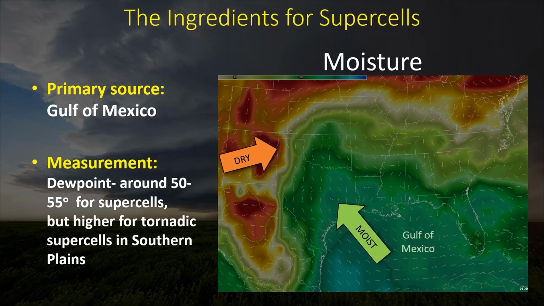So generally, if we have dew points of 50 to 55, that's enough to get supercells. But really, if we're looking for tornadic supercells, you need those dew points to be much higher, usually greater than 65, but 70 and higher is ideal. Next.